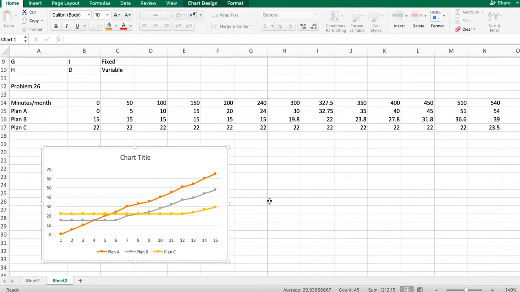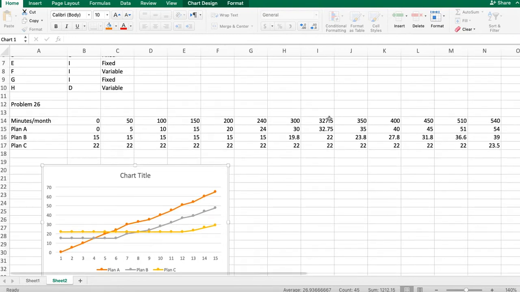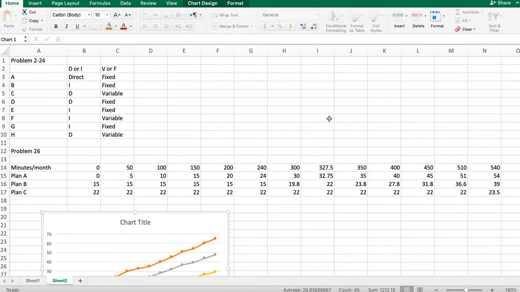It asks us in part 2 which plan Ashton should choose. So if she expects to use 0 to 150 minutes, she should buy A. For 150 to 327 minutes, she should buy B. And for more than 327.5 minutes, she should buy C. So we just analyze our cost up here looking at that. So it depends on what she's looking for. But she's got the data in front of her so she can make a good decision about that. Okay, and then the last part of chapter 2, I'm actually going to put on a different video. So that's it for this part of chapter 2.